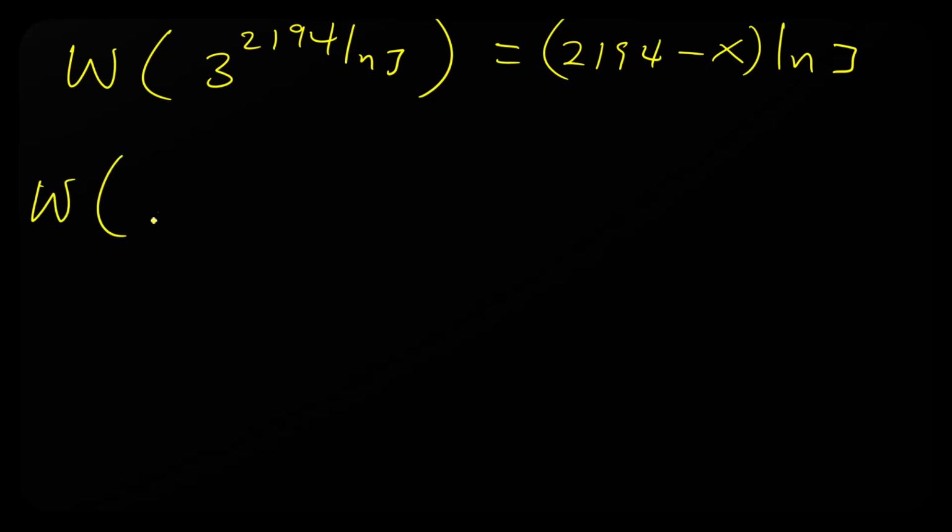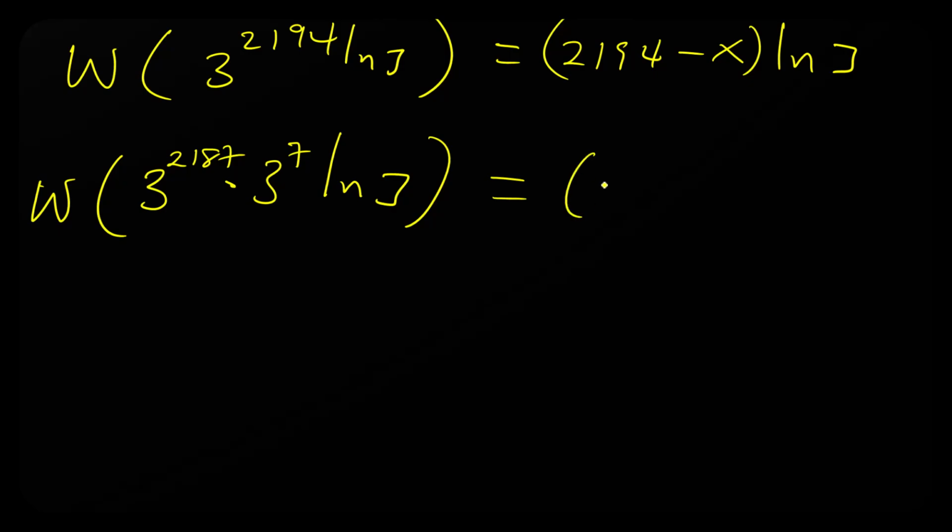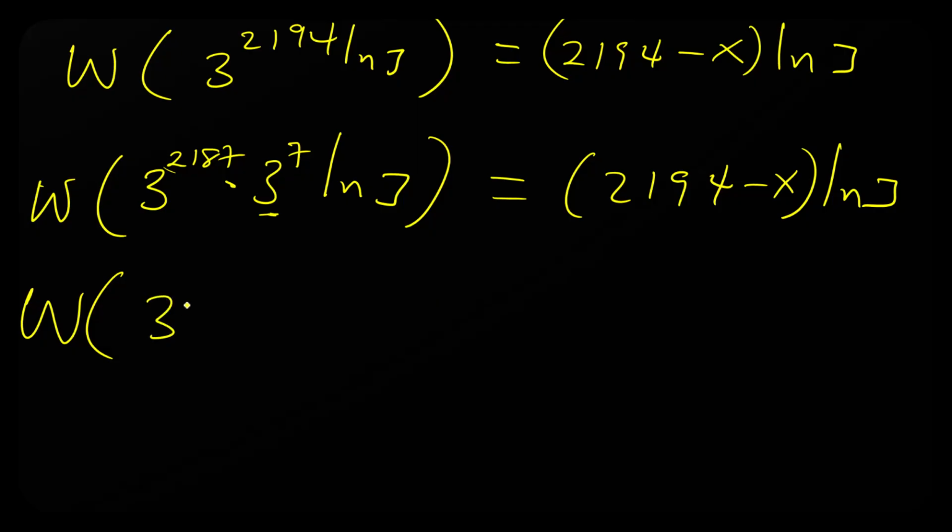So W function 3 to the power 2187 times 3 to the power 7. Now let's add 7 to this and see if we can get this. 7 plus that, yeah, you get 2194 ln of 3 equals 2194 minus x ln of 3. Now this one to the power 7 is the same as this. Okay, so W function 2187 times 2187 ln of 3.